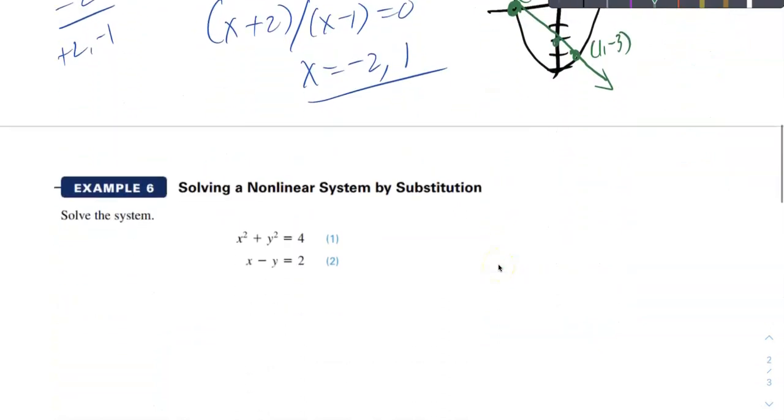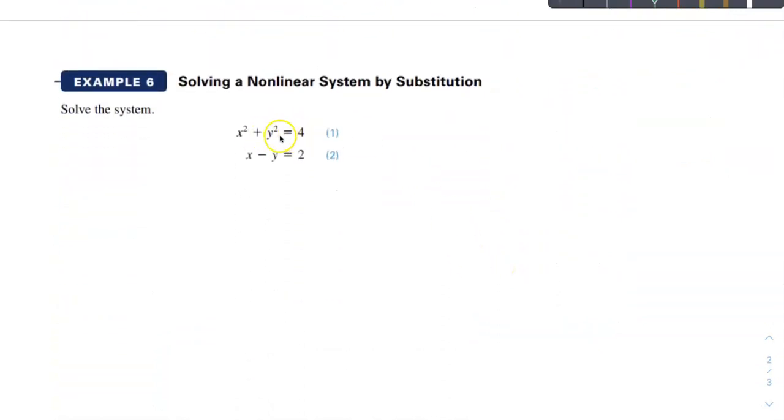Next one. Here I have a circle, which we haven't talked about that much yet, and a line. I could not do this one by elimination. It's just not possible. There's no way I could multiply this by any number that cancels out the y. So the only way to do this is by substitution. That's why substitution is so important.